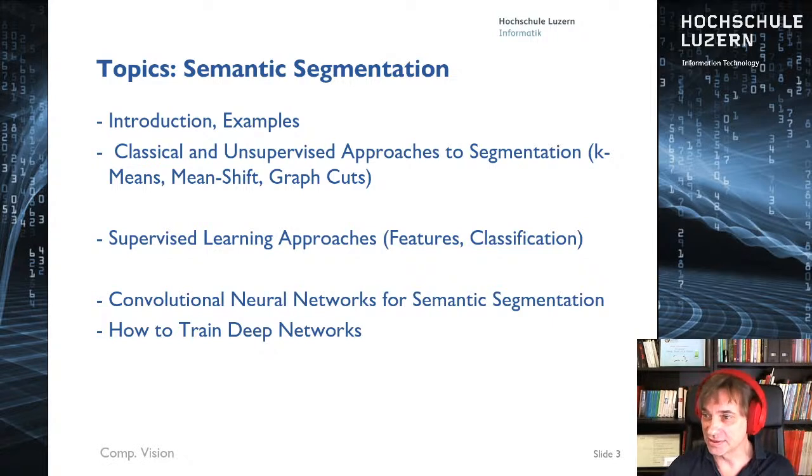But the topic today will be semantic segmentation. We will do this over the next 2 or 3 courses. Today: introduction and some classical and unsupervised approaches to segmentation. Next time we will look at some supervised learning approaches to semantic segmentation that involve features and different classification techniques. And lastly, we will see how to use convolutional neural networks for semantic segmentation, and we also look a bit closer at what we need to train those deep networks.